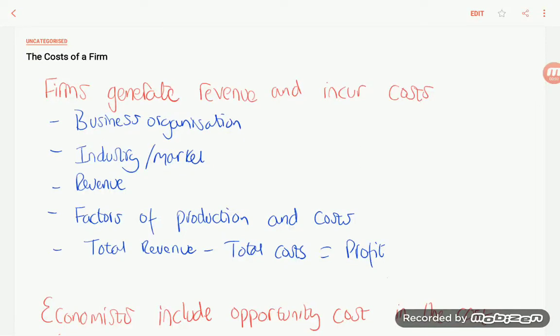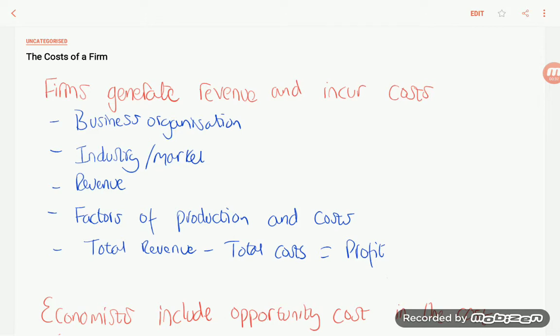The costs of a firm. Firms generate revenue and incur costs. A firm is any sort of business organisation, like a family-run factory, a dental practice, or a supermarket chain. An industry is all the firms providing similar goods or services, whilst a market contains all the firms supplying a particular good or service and the firms or people buying it.